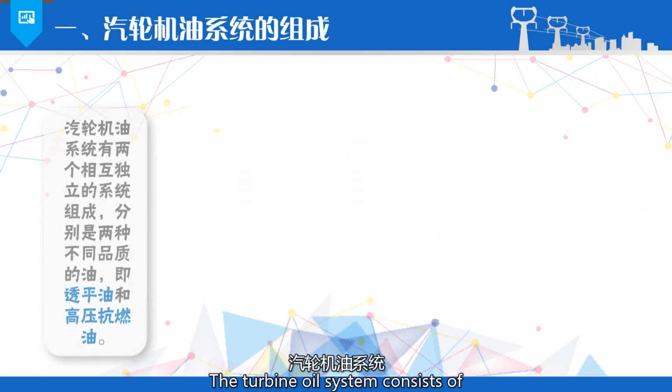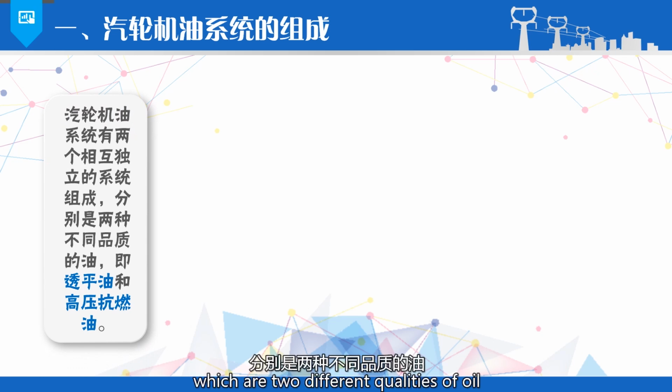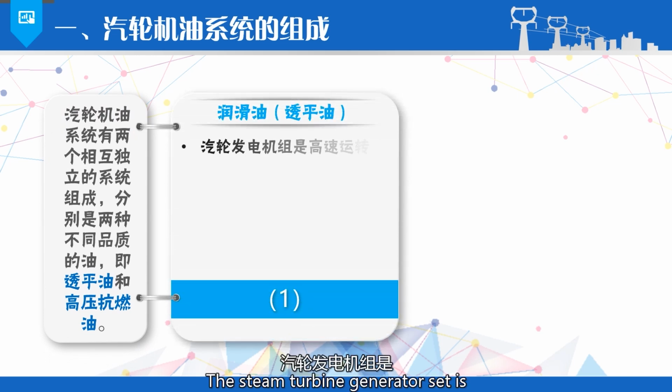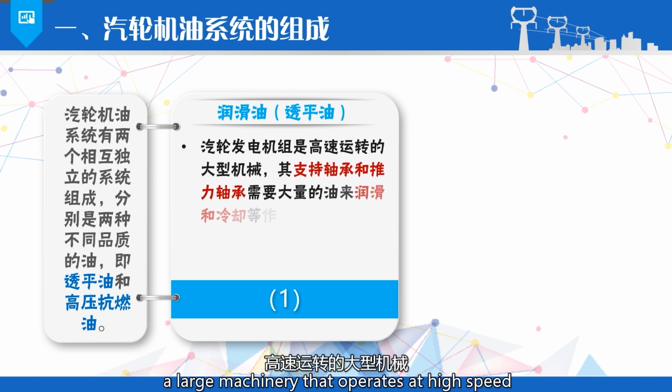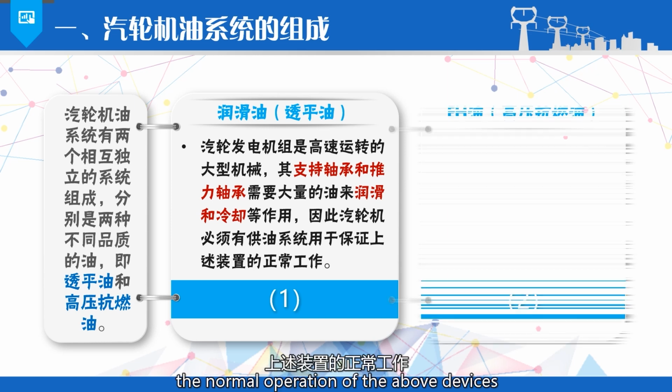The turbine oil system consists of two independent systems, which use two different qualities of oil, namely turbine oil and high pressure fire resistant oil. Lubricating oil, turbine oil. The steam turbine generator set is a large machine that operates at high speed, and its supporting bearings and thrust bearings require a large amount of oil for lubrication and cooling. Therefore, the steam turbine must have an oil supply system to ensure the normal operation of the above devices.